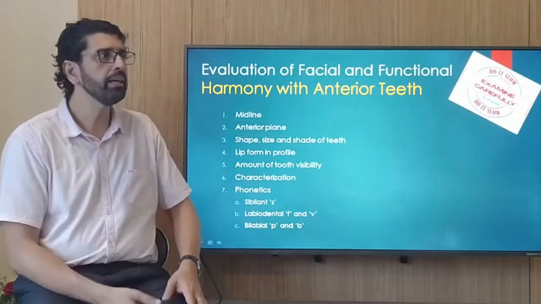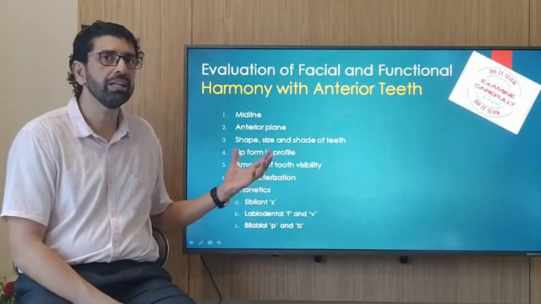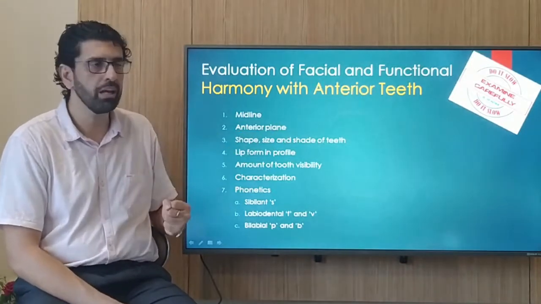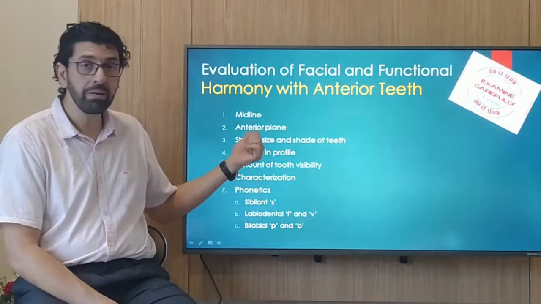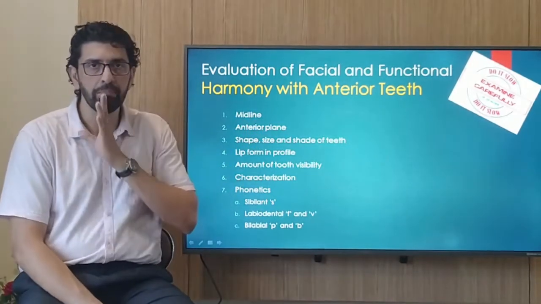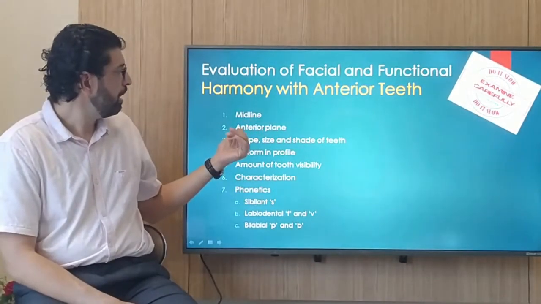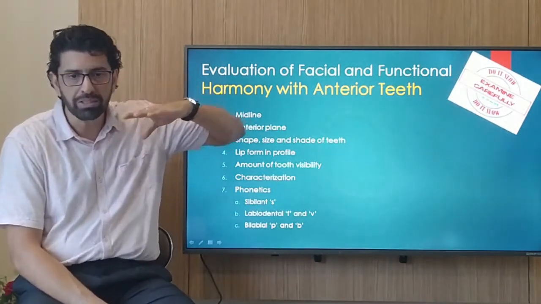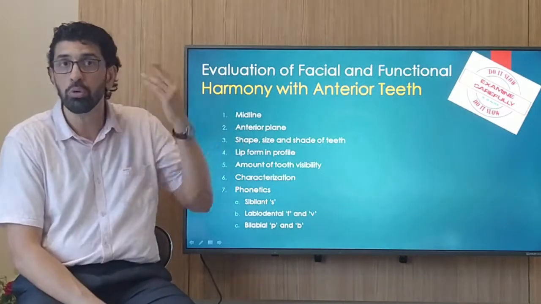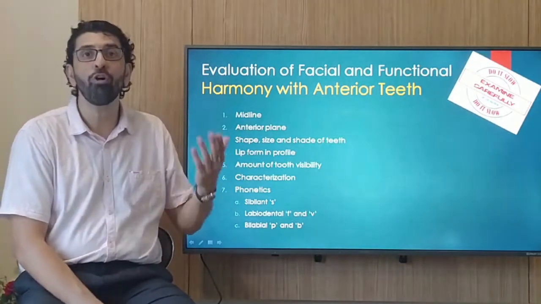Another area that you want to look at in detail and examine carefully is the harmony of the patient's face. So you have a midline: facial and dental midline must coincide. Then you have the anterior plane. The incisal edges of the upper anterior teeth must be set in harmony with the lower lip. Third, you have lip form in profile.